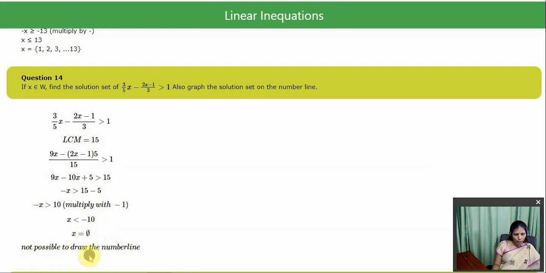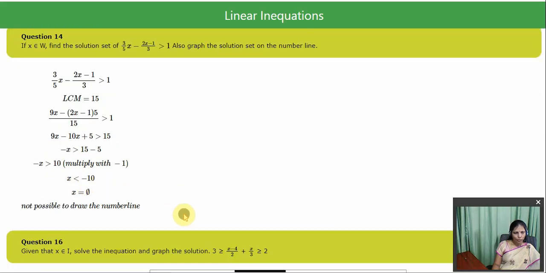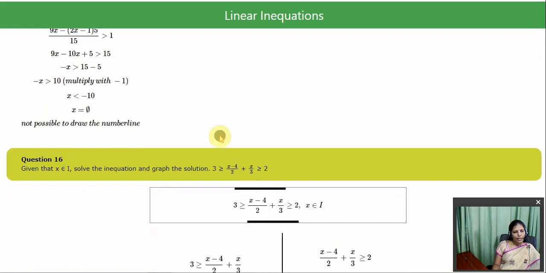So it's not possible to draw the number line. Clear? We are writing this is null set. The reason behind is they gave that x belongs to whole number, so no whole number will be less than minus 10. So it's not possible to draw the number line also. Now we will go to the next question.